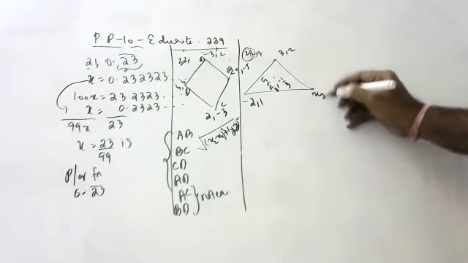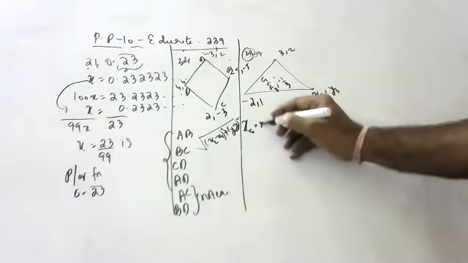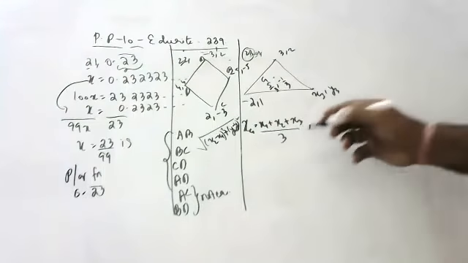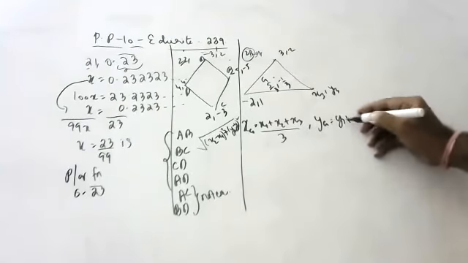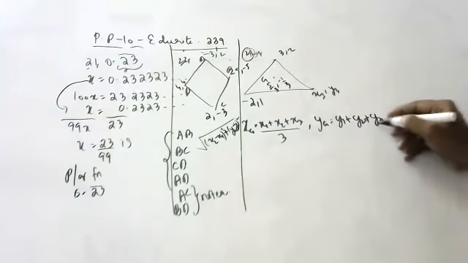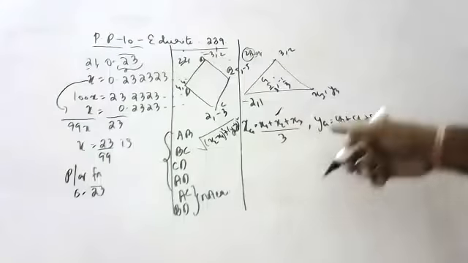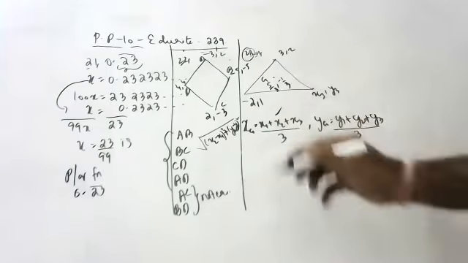What is the formula for centroid, children? x1 plus x2 plus x3 by 3. And for the other coordinate, y1 plus y2 plus y3 by 3. x I will do, y you do, children. I will be doing x, all of you do y and tell me.